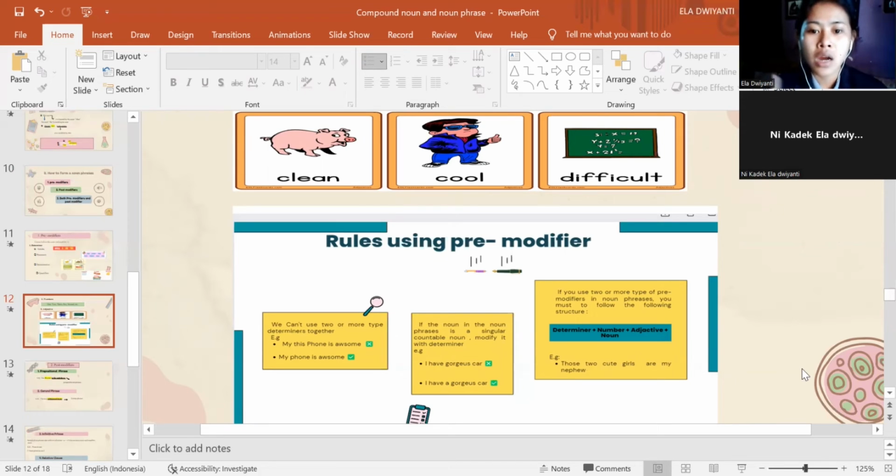For example, "I have gorgeous car" is wrong. "I have a gorgeous car." And the last, if you use two or more types of pre-modifier in a noun phrase, you must follow the following structure: determiner plus number plus adjective plus noun. For example, those two cute girls are my nephew. Okay, the next slide.